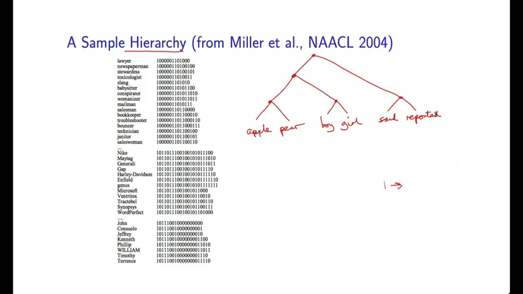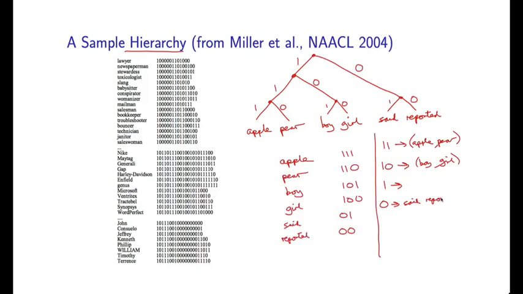1 is actually all 4 words, apple, pear, boy and girl, and 0 is just said and reported. So in any case, it's going to be useful to think of a representation of these hierarchical clusterings as bit strings, as I've shown you here. This is an actual example of a hierarchical representation of this type derived using Brown clusters, and this is from a paper by Scott Miller and others from a conference called NAACL in 2004.